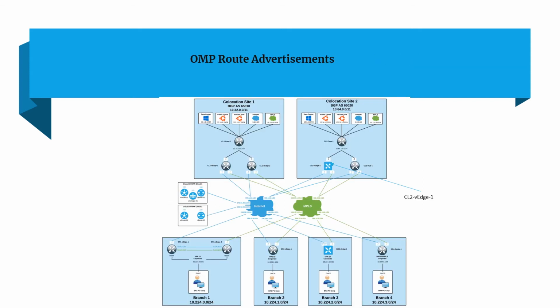Whatever outcomes we have seen previously, this is the same as expected. We can also see it's a similar topology to what I have. This is my branch 3 edge 1, which has one MPLS and one internet attachment. Very similarly on the co-location side, I have the CL2 edge 1 device, and I also have two connectivity options, one for the internet and one for the MPLS. So it's matching what we have verified with the TLOC routing table.